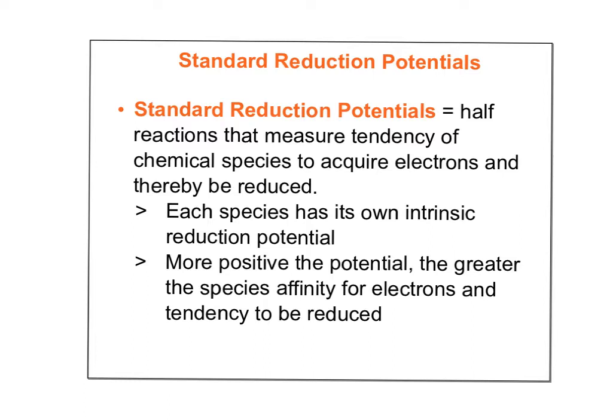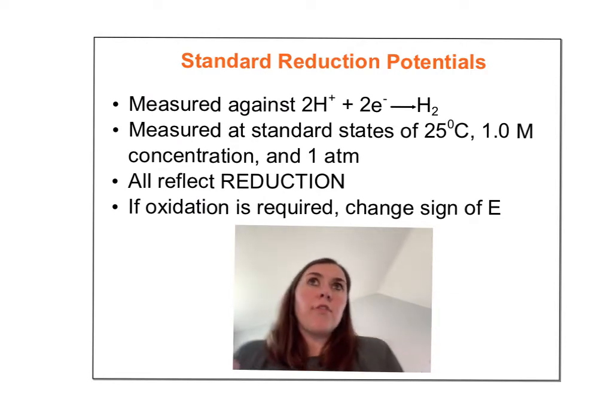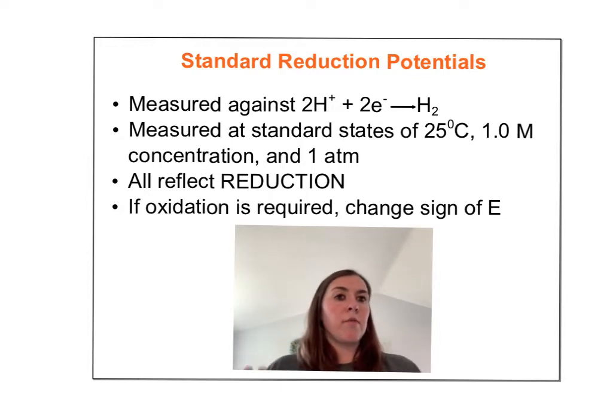So every species has its own reduction potential that's inherent to it. But the main thing here is that the more positive the reduction potential, the greater the likelihood that that chemical will be reduced. So the more positive the reduction potential, that chemical really wants electrons. Gaining electrons means it's likely to be reduced. So those little E standards on the chart are the reduction potentials that we're going to look at.